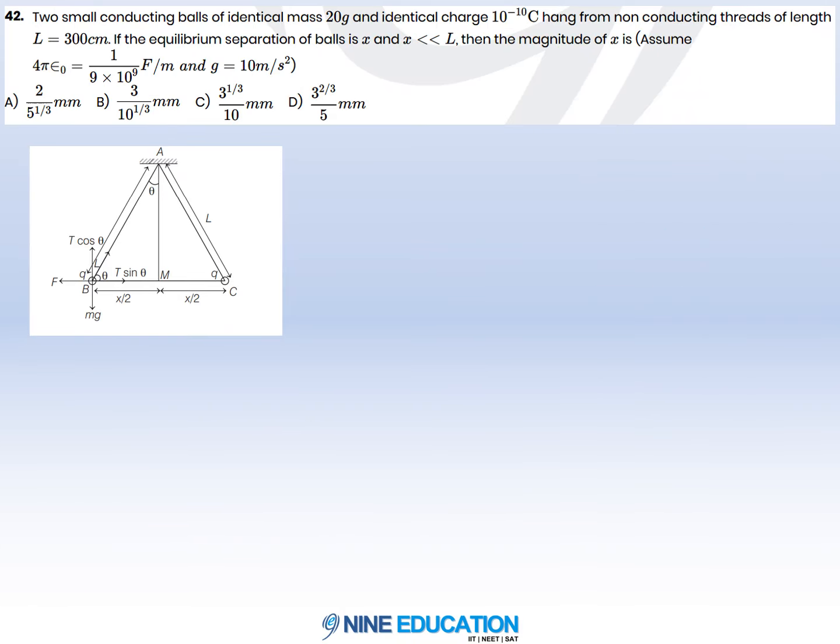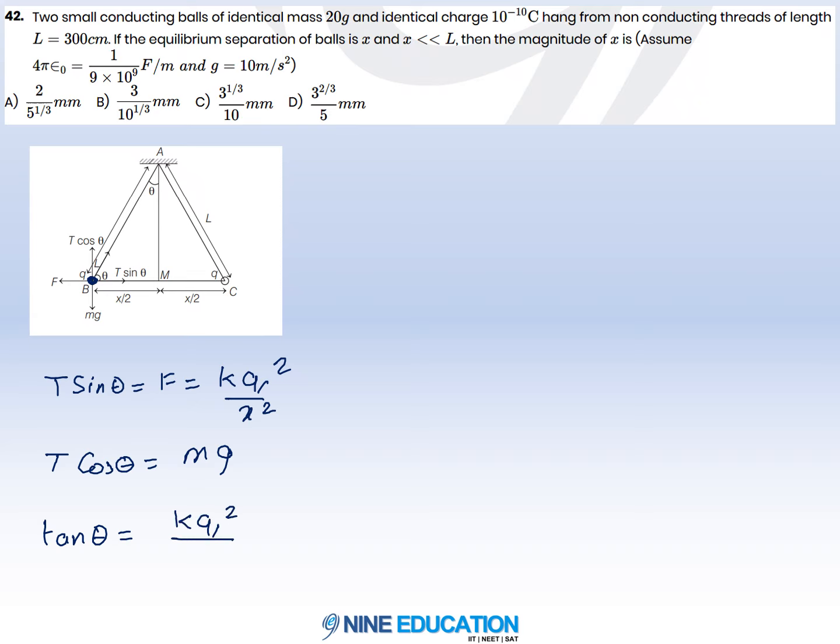Here, if this is in equilibrium, then we can write T sin theta equals F, and F is the electrostatic force, which is K Q square upon x square. And the vertical component is also balanced, so T cos theta is mg. So from here we get tan theta equals K Q square upon x square mg.